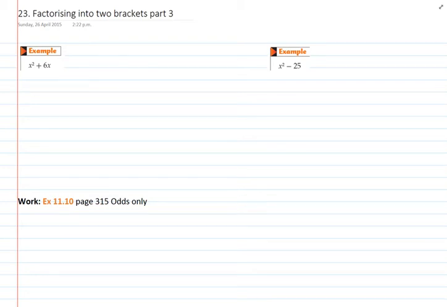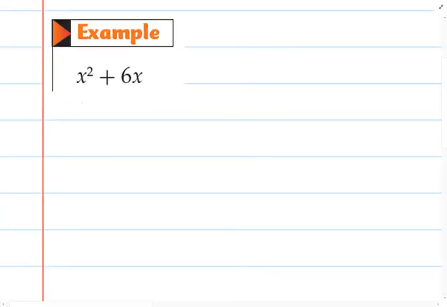Okay, Year 10s, this is our last video on factorising into two brackets, and we've got two examples to get through, and they're special cases. Okay, so here's our first example here. Now, usually when we've got an x squared, we would put it into two brackets, but this is a special case because we've only got two terms, and we've got no plus number at the end. This one here is only going to go into one bracket.